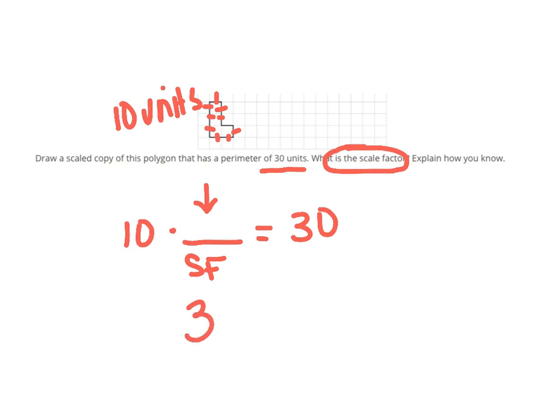Because we made it bigger, we know our scale factor is going to be bigger than 1. And to get from 10 to 30, you have to multiply it by 3. So our scale factor is 3.